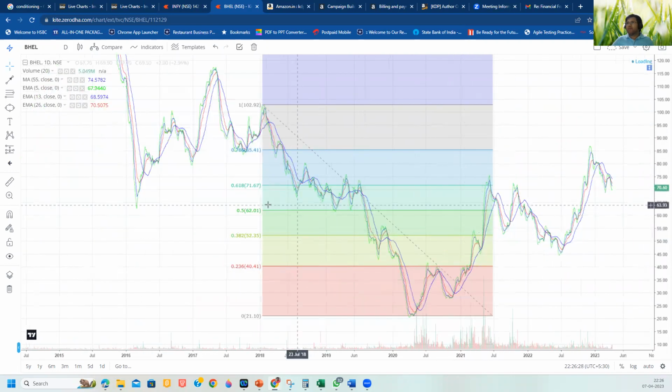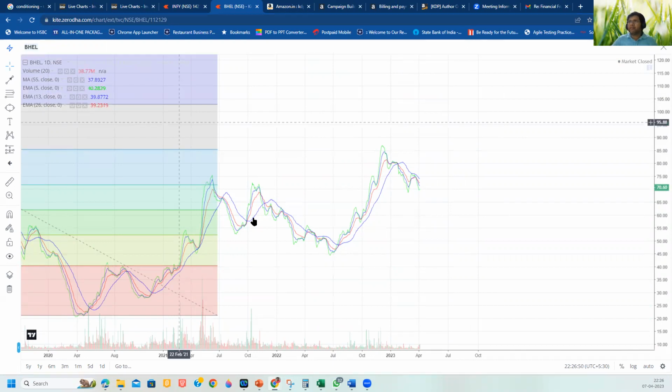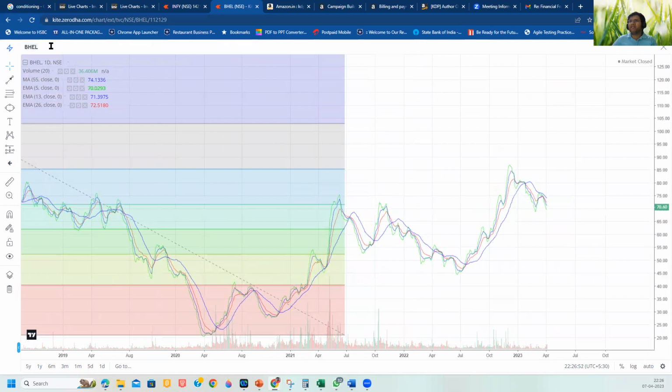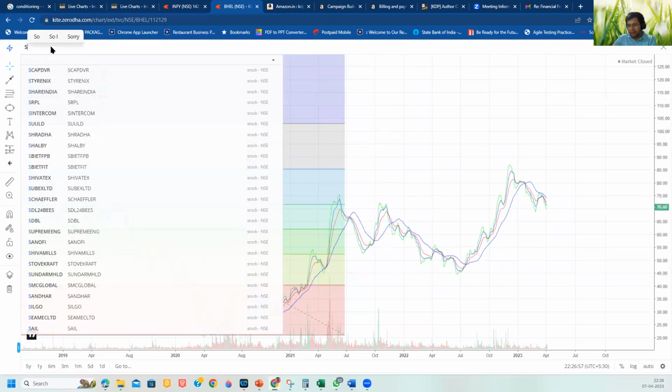Okay, and let's take one more simple example. Any other stock that anybody can recommend which I can show you? Any other stock of your choice? Anyone? Any pharma you can take? Yes, please. So which is your favorite pharma stock? You can take Cipla, yeah.